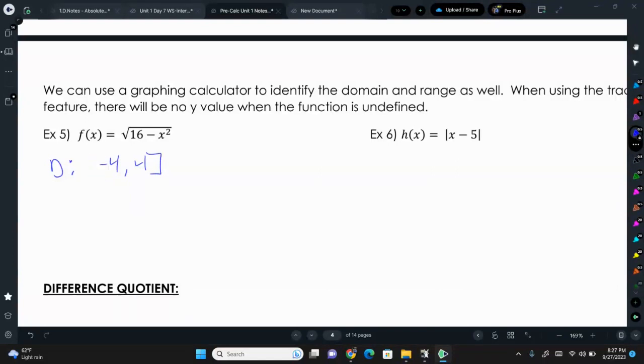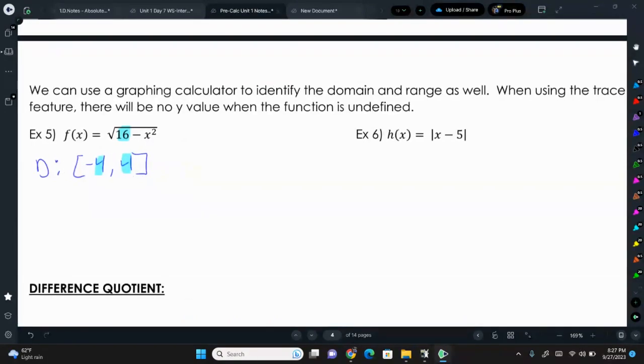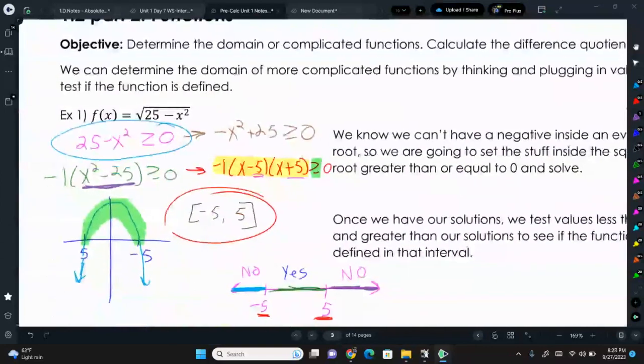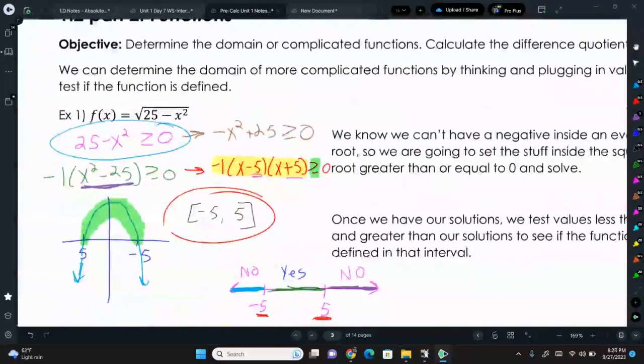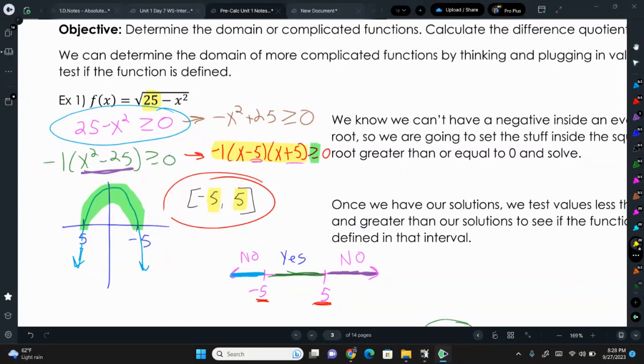Now you might notice a pattern here. The square root of 16 is 4. Oh, negative 4, positive 4. At the very beginning up here, we had 25 minus x squared. Well, what's the square root of 25? 5. So our domain was negative 5 comma 5.